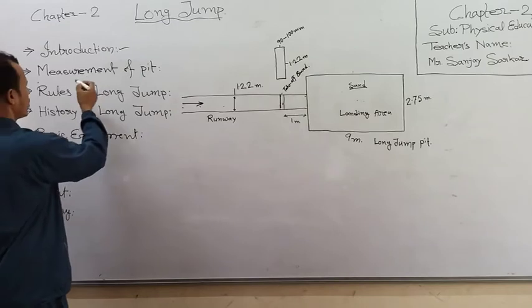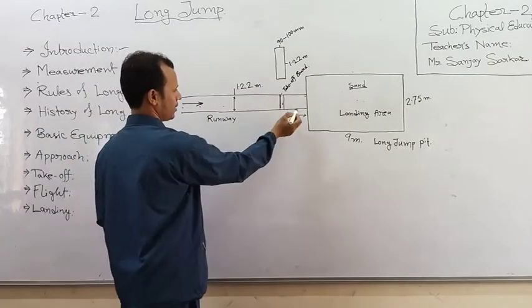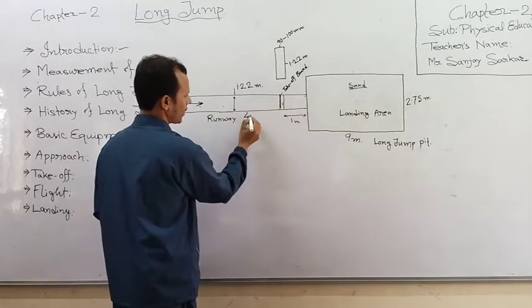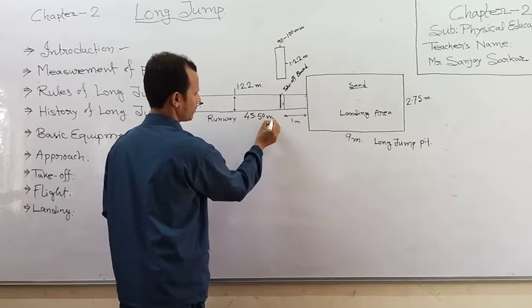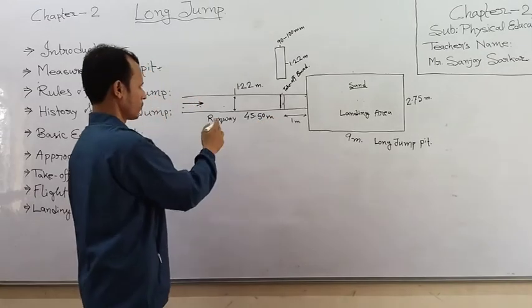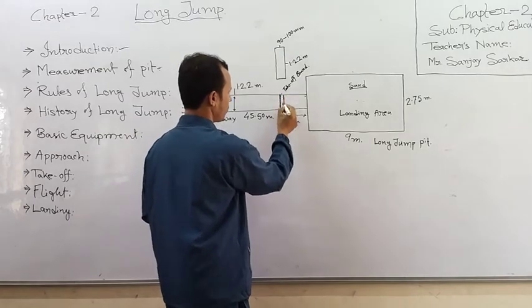Now we will discuss the measurement of the pitch. This is a runway. Its length is 45 to 50 meter distance. And here is one takeoff board.